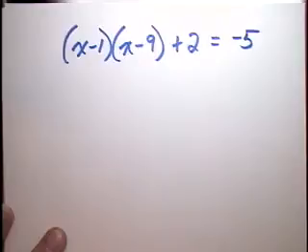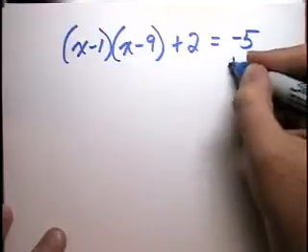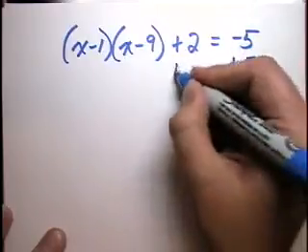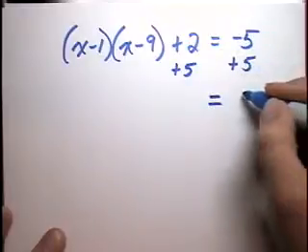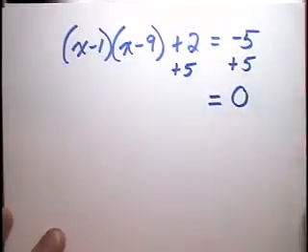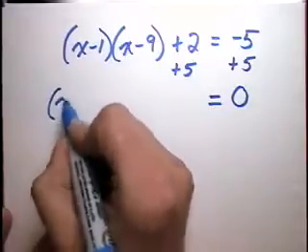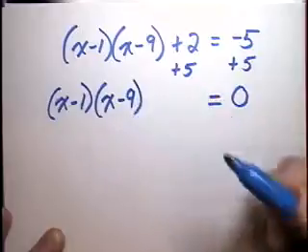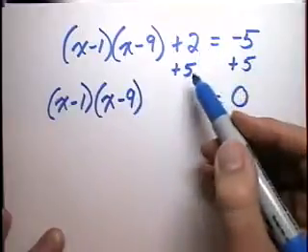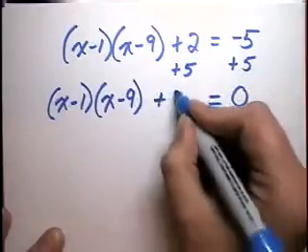Now we know that solving equations by factoring only works if we can get one side of our equation to equal 0. So let's take this 5 over here and add 5 to both sides, because negative 5 plus 5 will give me a 0 on that side. But now I have this messy left side of my equation, x minus 1 times x minus 9. I can go ahead and take my 2 plus 5 since they're like terms.